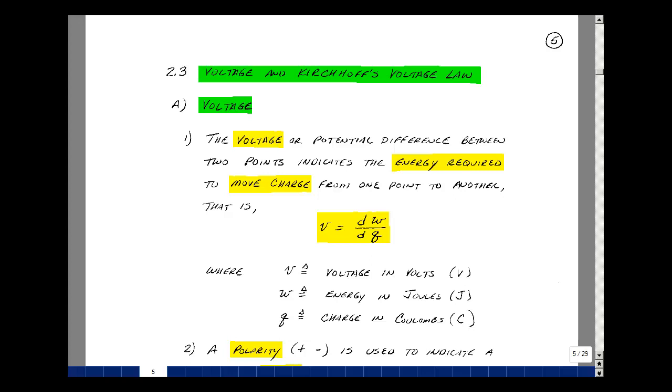This lesson deals with voltage and Kirchhoff's voltage law. You can find these notes in the course ebook in Chapter 2 starting on page 5.